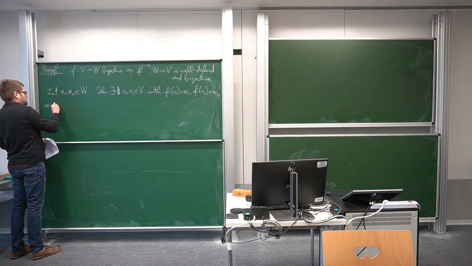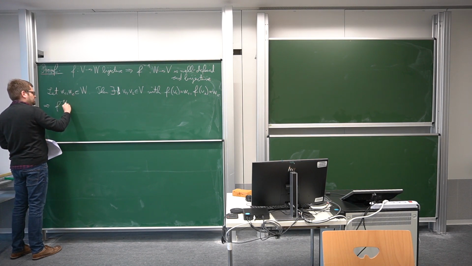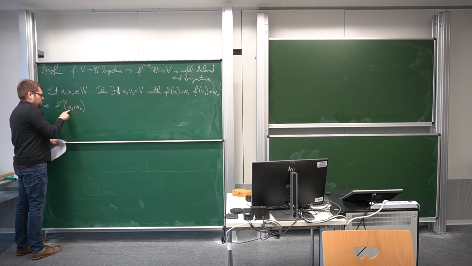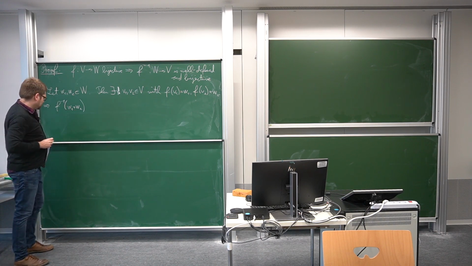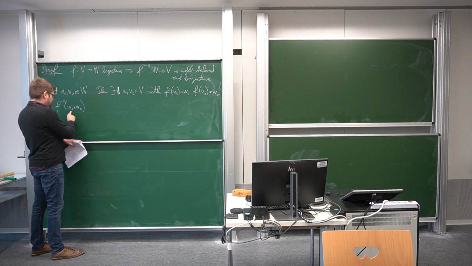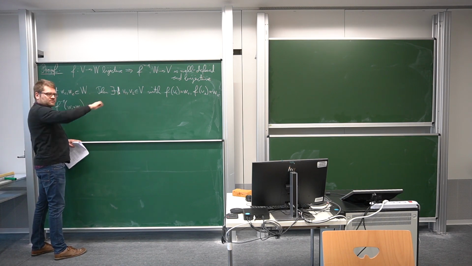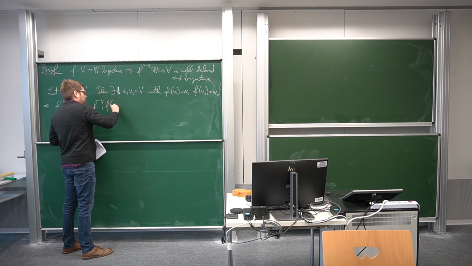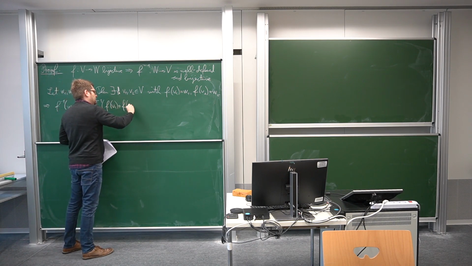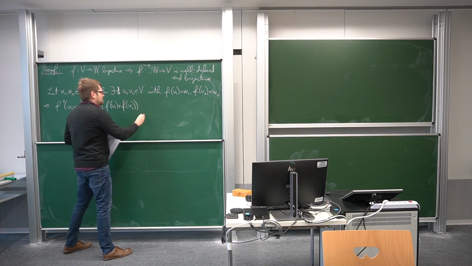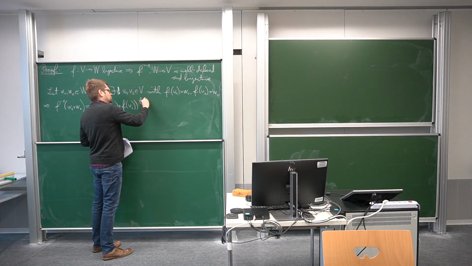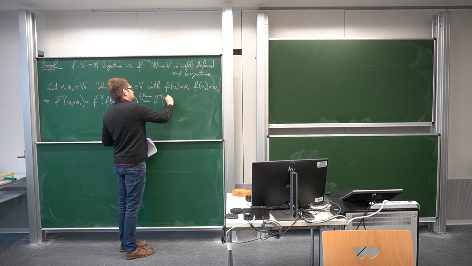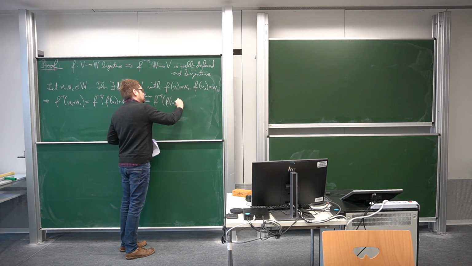Let's compute the following. We need to show that F inverse of W1 plus W2 equals F inverse of W1 plus F inverse of W2. So let's see, what do we have here? We can write them as images of F. So this is the same as F to the minus 1 of F of V1 plus F of V2. Now F is a linear map, this is what we know. So this is the same as F to the minus 1 of F of V1 plus V2.